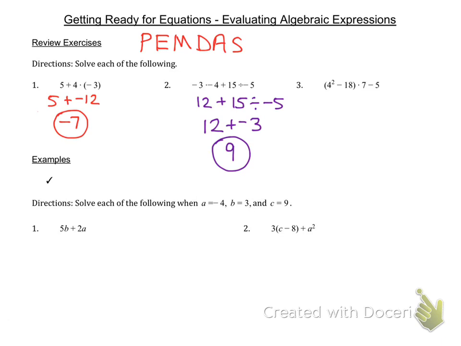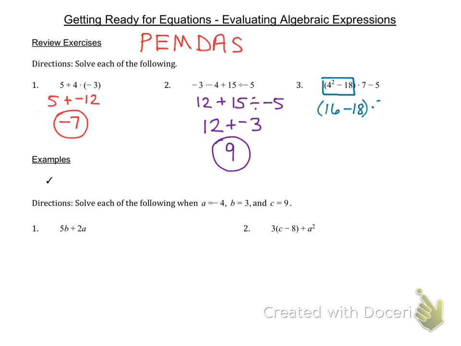Last one, number 3, you have in parentheses 4 squared minus 18 times 7 minus 5. According to order of operations, first you need to do whatever is in the parentheses. So first I'm just looking at this part right here. So I'm looking just inside that blue box, inside the parentheses, what would go first, the exponents or the subtraction? Well, first we would do the exponents, so 4 squared is going to be 16.